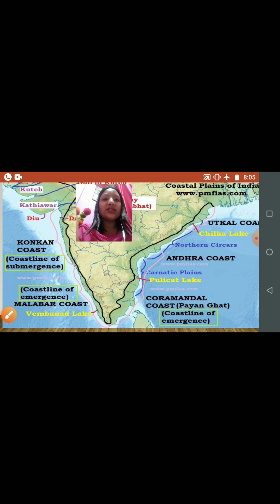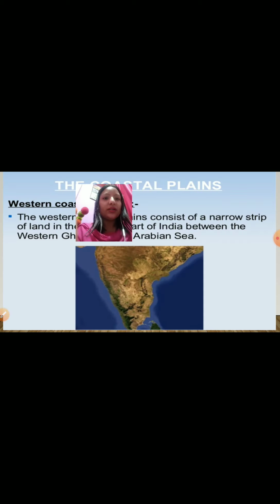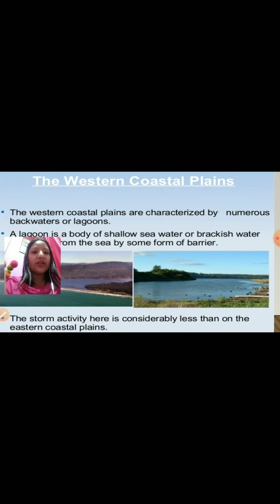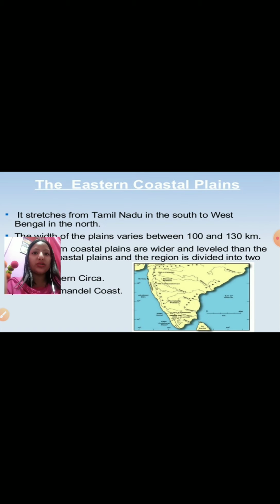Okay, so this is all about our eastern coastal plain and the western coastal plain. You see the map, everything has been clearly shown and some data is there. You all can jot down the points from here. The eastern coastal plains and the western coastal plain.